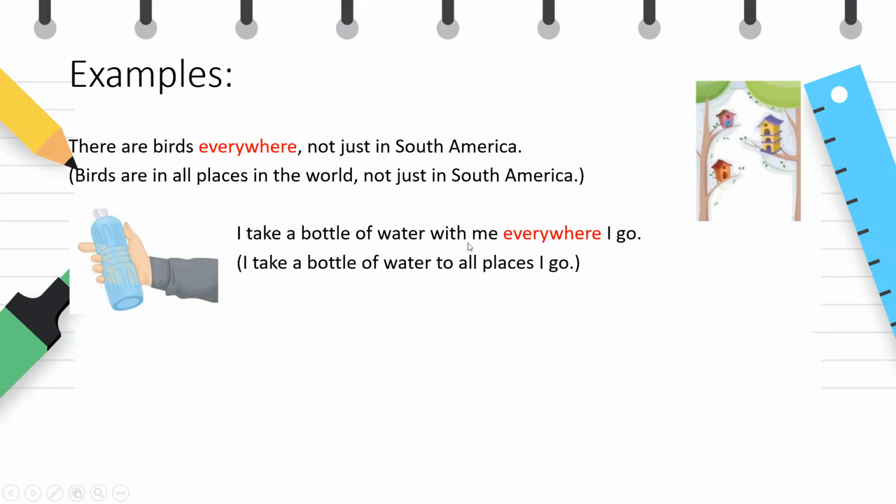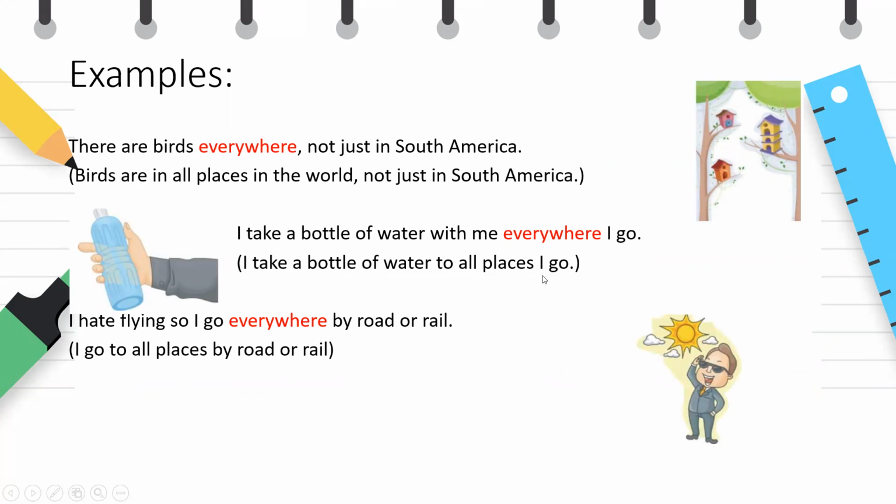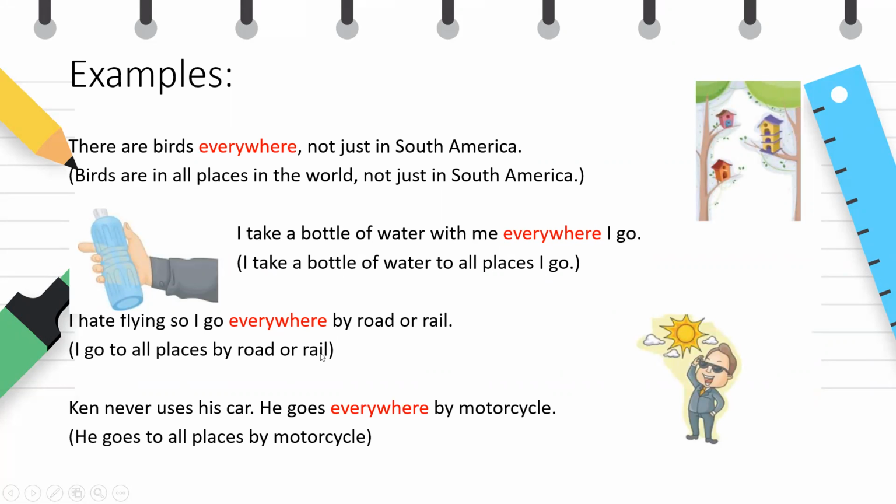I take a bottle of water with me everywhere I go, which means I take a bottle of water to all places I go. I hate flying, so I go everywhere by road or rail. Or I go to all places by road or rail. Ken never uses his car. He goes everywhere by motorcycle, again with the same meaning.